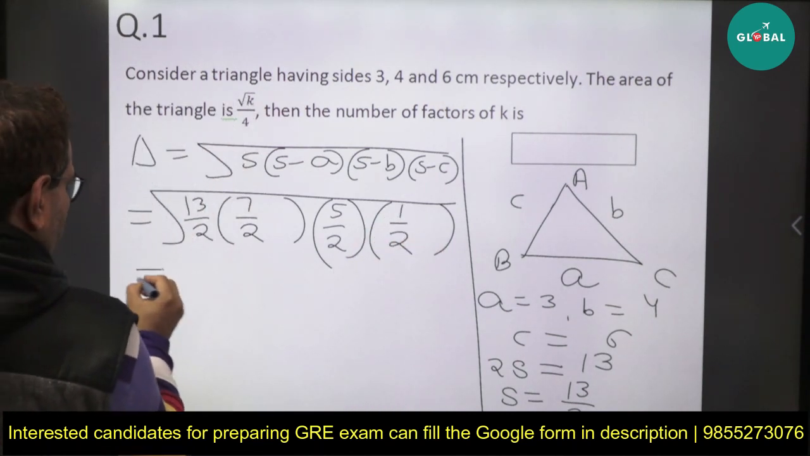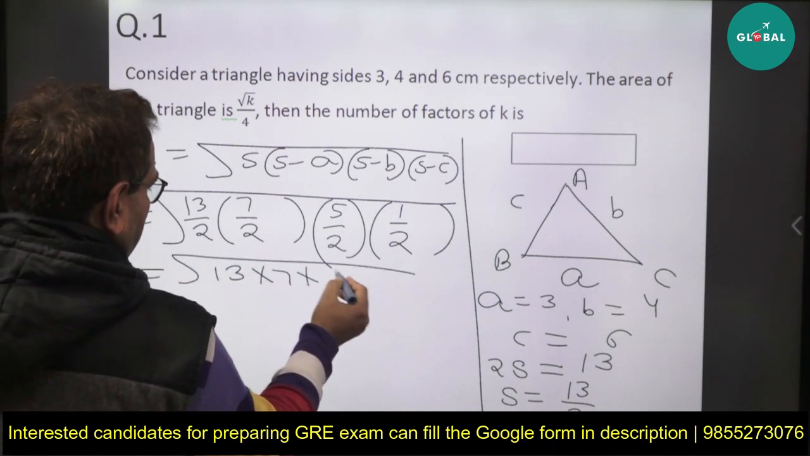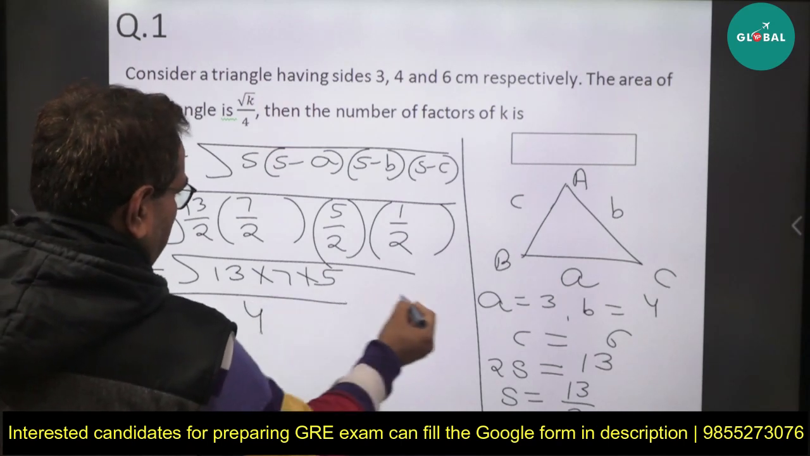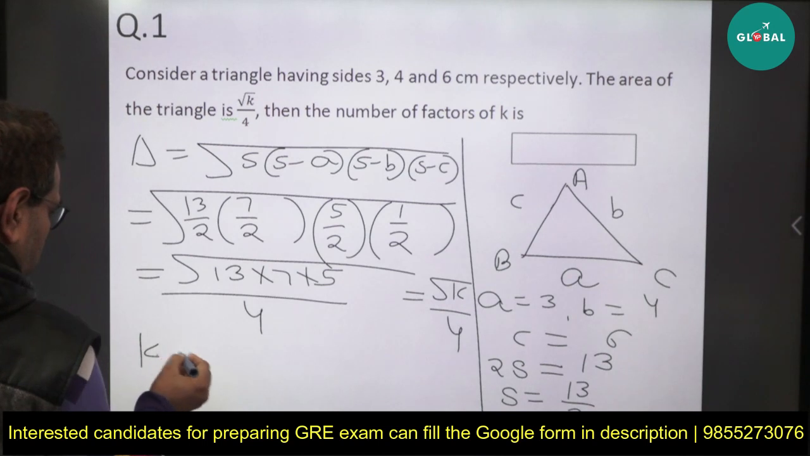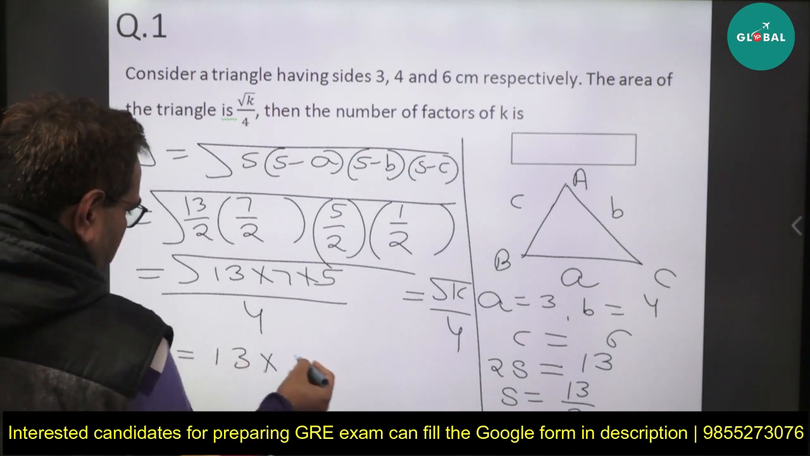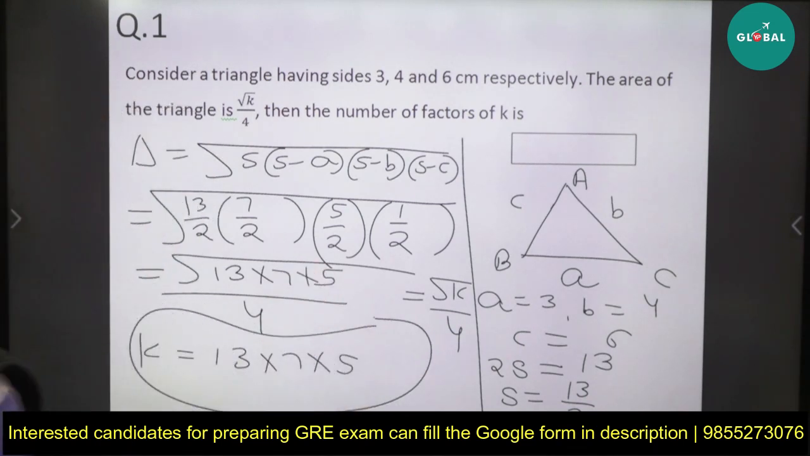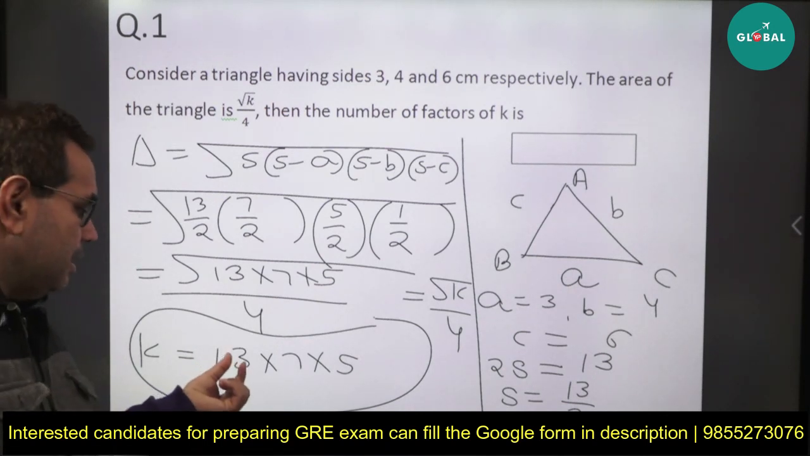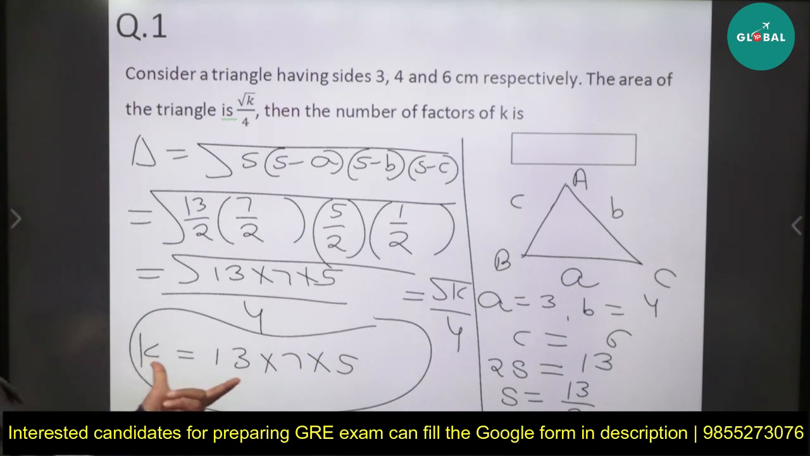So it is equal to the square root of 13 into 7 into 5 upon 4, which is given as root k upon 4. So k is equal to 13 into 7 into 5. This is k. Now we can see this is the prime factorization of k also. 13, 7 and 5 are all prime numbers, and this product is the prime factorization of k.